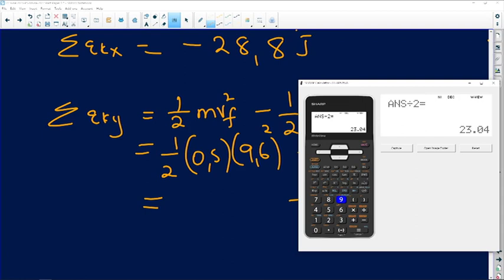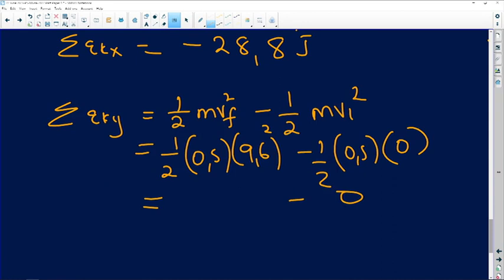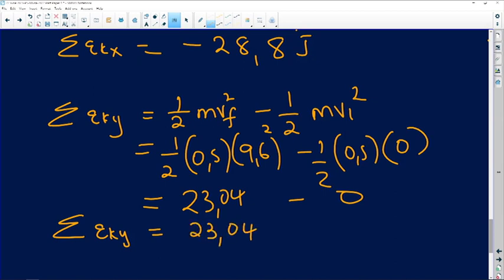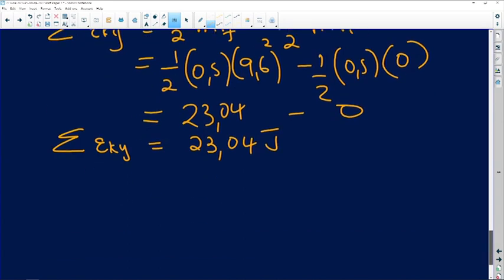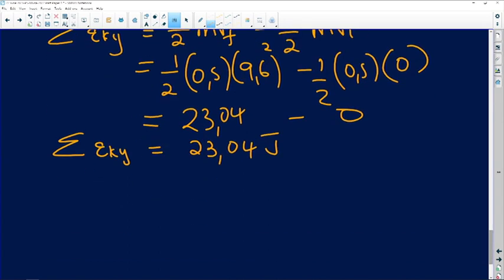23,04. I'm going to take it down. And therefore, my final answer is sum of EK at y is the same as 23,04 joules. Now, when I compare the two answers, I can tell that sum of EK at x is not equal to sum of EK at y.